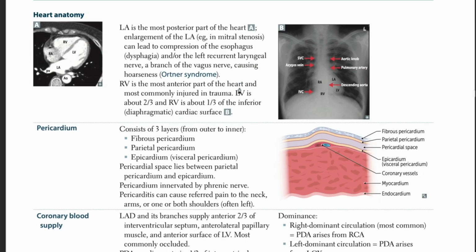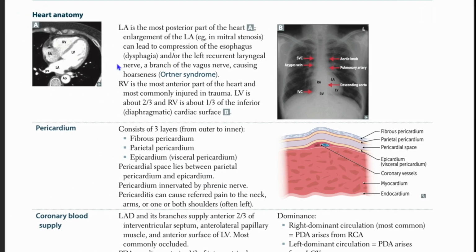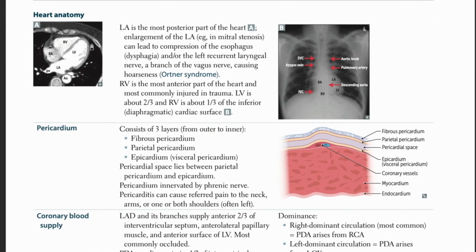Okay, so heart anatomy. The left atrium is the most superior part of the heart. So that's the left atrium. Normally, this is how you're going to see it, how you're going to see a photo on a chest scan. The left atrium will be the one closest to the aorta. It goes pulmonary vein, then this thing, and then aorta, and in the middle you have the left atrium.